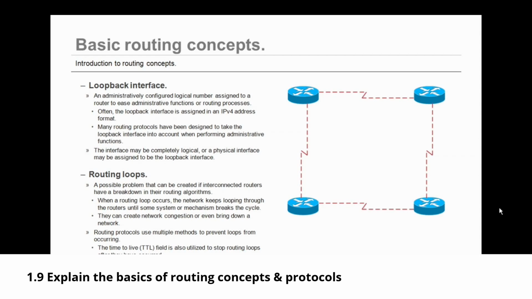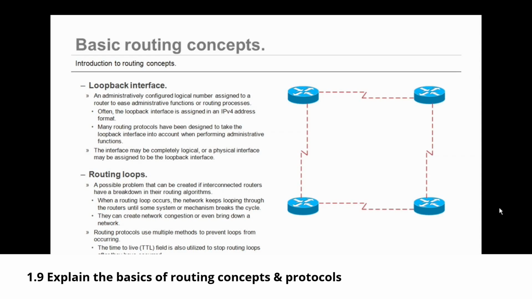Let's move on to routing loops. A routing loop is a possible problem that can be created if interconnected routers have a breakdown in their routing algorithms. When a routing loop occurs, network traffic keeps looping through the routers until some system or mechanism breaks the cycle. Routing loops can create network congestion or even bring down a network. Routing protocols use multiple methods to prevent routing loops from occurring.